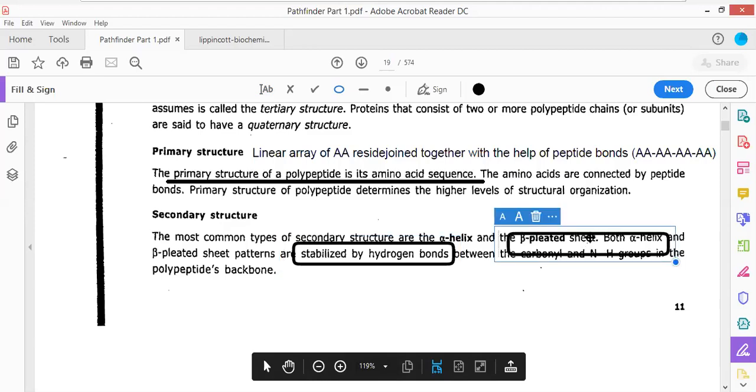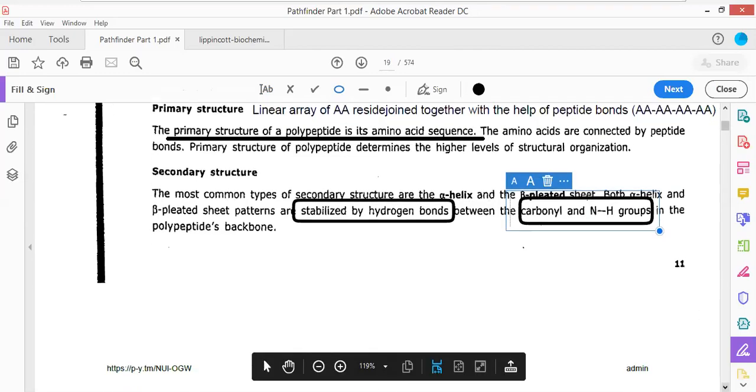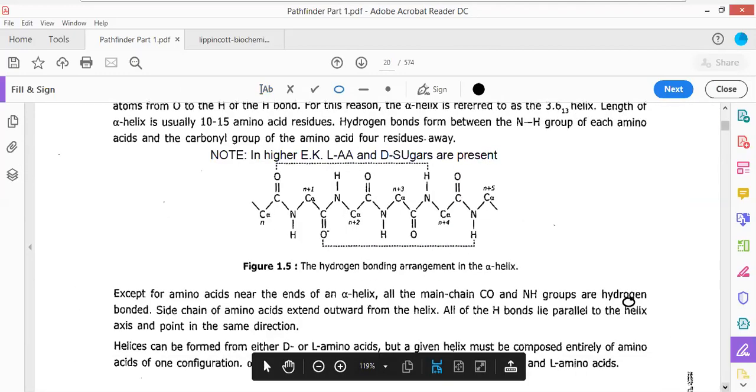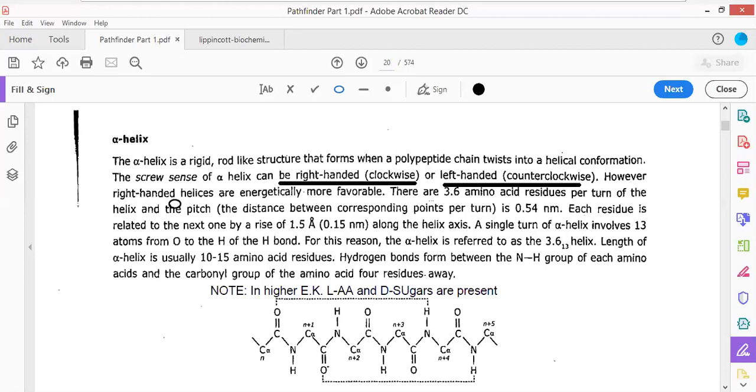Where are the hydrogen bonds produced? In between the carbonyl and the amino groups. So the carbonyl and the amino groups are going to react together, and when these molecules react together, it will lead to the formation of hydrogen bonds. So here it is. These will be the molecules that will be reacting together, and these will lead to the formation of hydrogen bonds. Now I've told you what is right-handed alpha helix, what is left-handed alpha helix, which is much more stable, right-handed. Right-handed alpha helices are energetically more favored because we have L amino acid residues in our body.